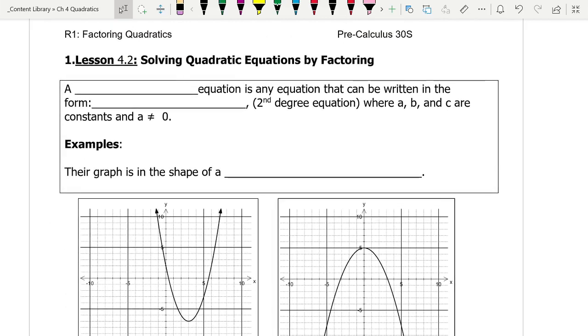All right, and of course we already know this from last chapter. A quadratic equation is any equation that can be written in the form ax squared plus bx plus c. And you could say, I guess, that equals y. And a, b, and c are constants, and a, of course, is not equal to 0. And the shape of this is, of course, called a parabola. So this is just a quick review of how we started last unit, chapter 3.